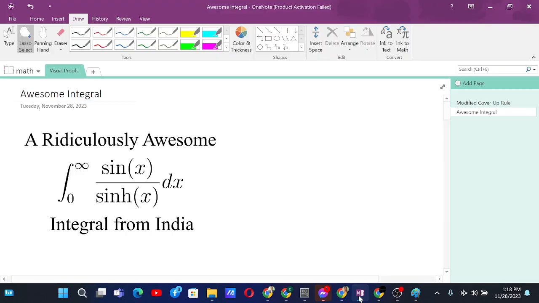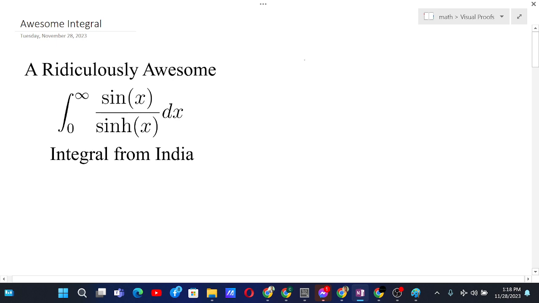Welcome to a brilliant integral from the country of India. We have this integral from 0 to infinity of sin x by sinh x dx, and sinh x can be expressed in terms of e by e to the power x minus e to the power minus x, over 2.